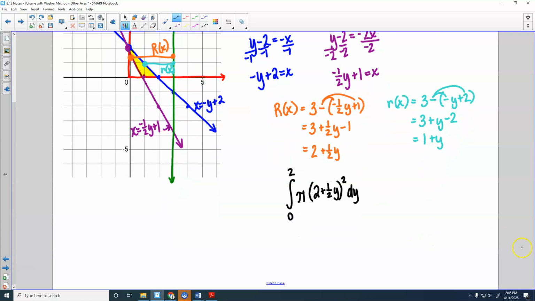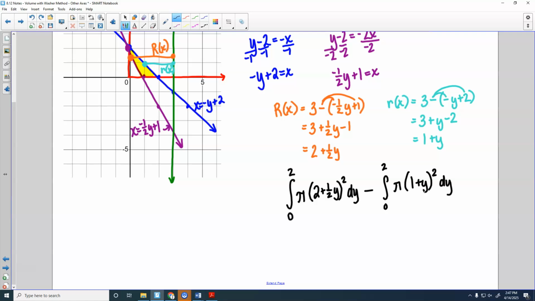Okay, so that would be your capital R of x. Then you would need to subtract the integral from 0 to 2 of pi times the inside radius, which is 1 plus y squared. We'll do that in terms of y. If it is calculator active and you just need to type it in, perfectly fine to do this.